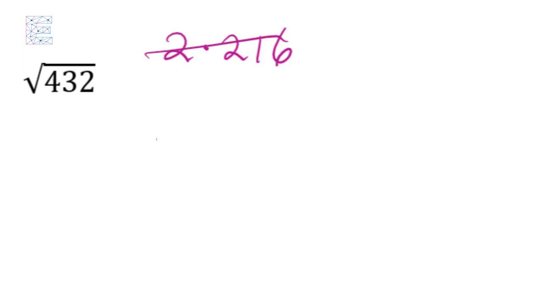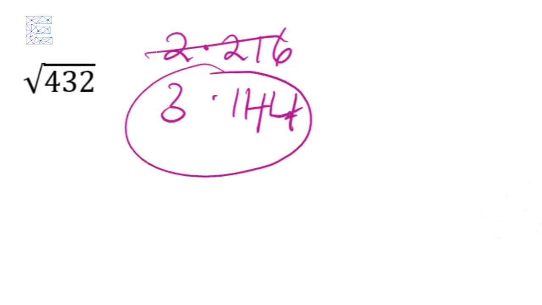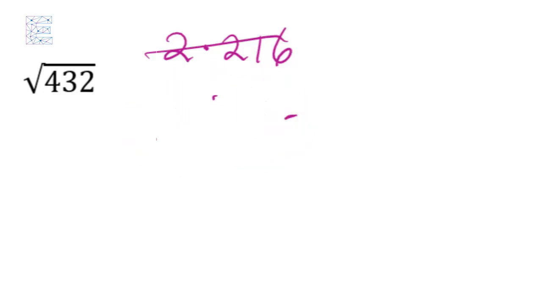Check for 3. 3 goes into 432 144 times. And that is a good pair because 144 is a perfect square. 144 has a square root. So we can rewrite the 432 as 3 times 144.